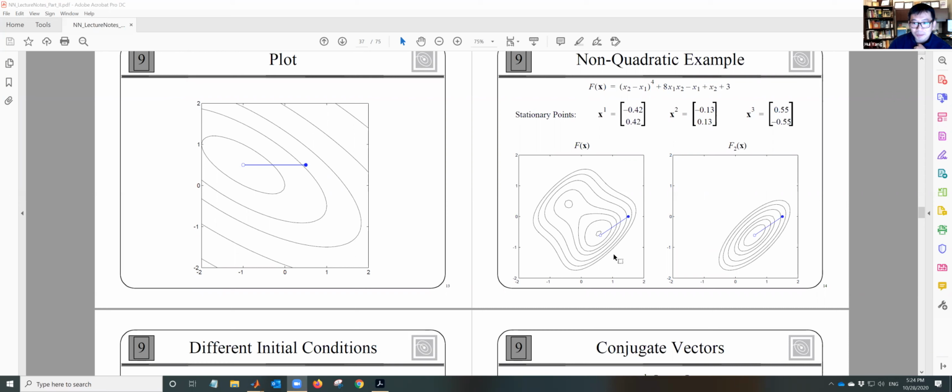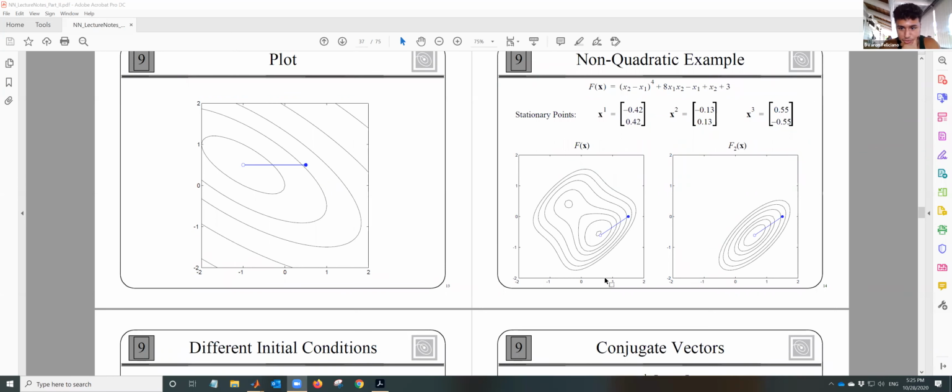Devon, where are they? Just where is vector X1, on the image? On this image, these are the 3 stationary points. Where is X1?